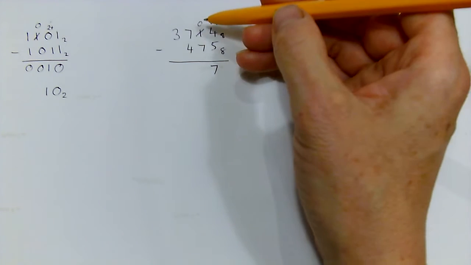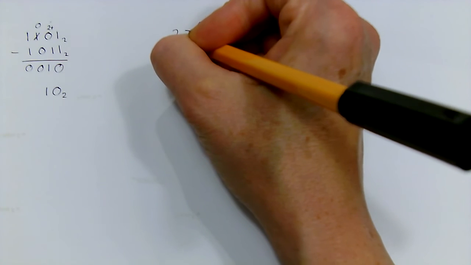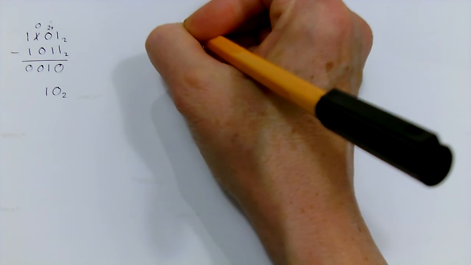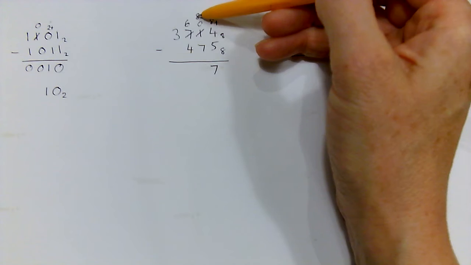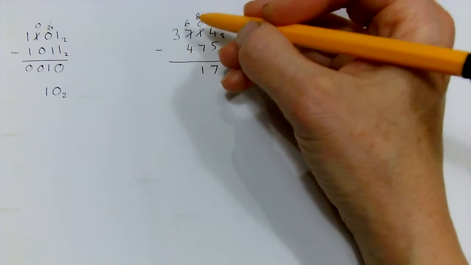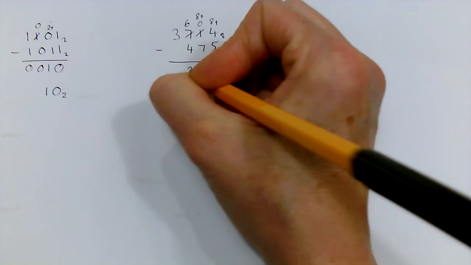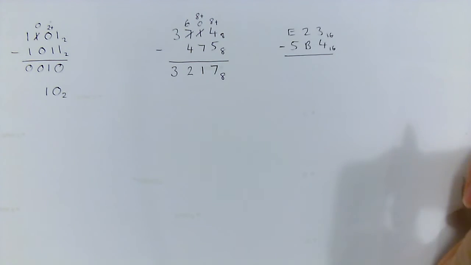Okay. And then we've got 0 take away 7, so again we can't do that. So we're going to knock this down to 6 sets and lend an 8 over here. So we've got 8 plus 0 minus 7, which is 1. And then we've got 6 take away 4, which thankfully is just a 2, and 3. And that's our answer, base 8.